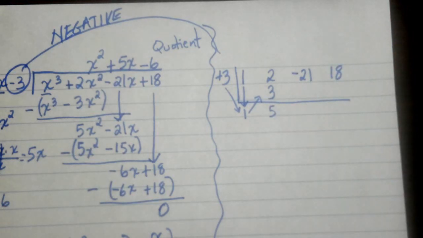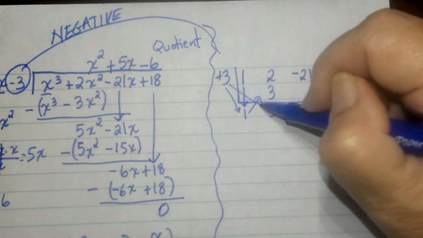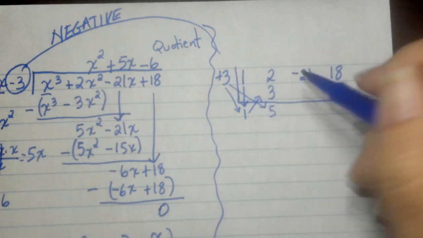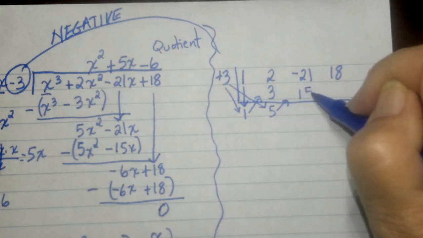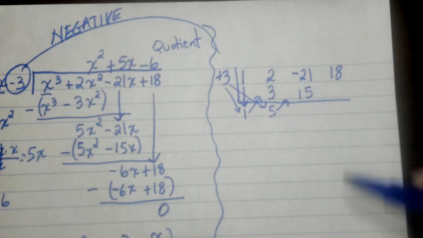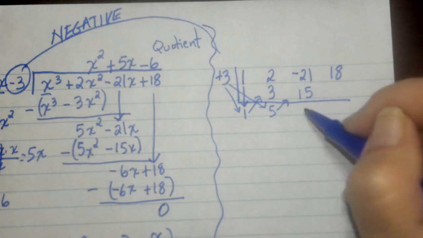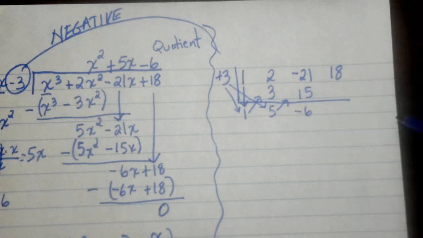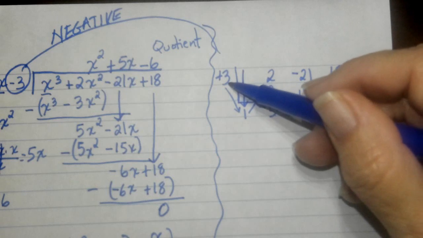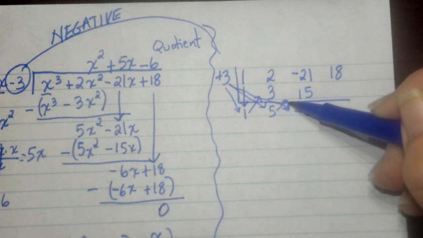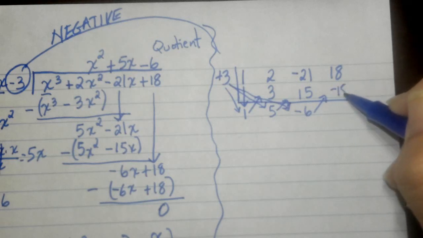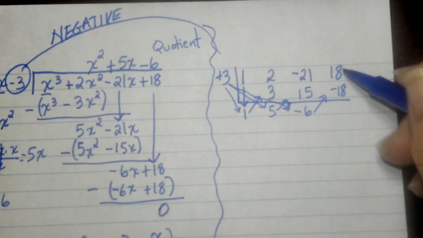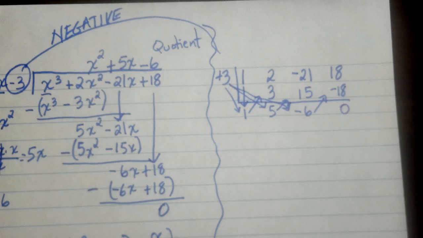And now we repeat the steps. We go 3 times 5 is 15. We take the 15 and put it here under the negative 21. And then we add these, and we get negative 6. And then we do 3 times negative 6 makes negative 18, and we put that there. And then we add those and we get 0.